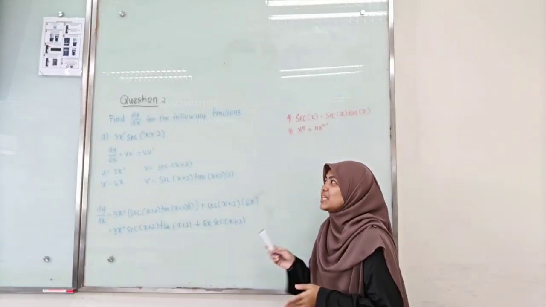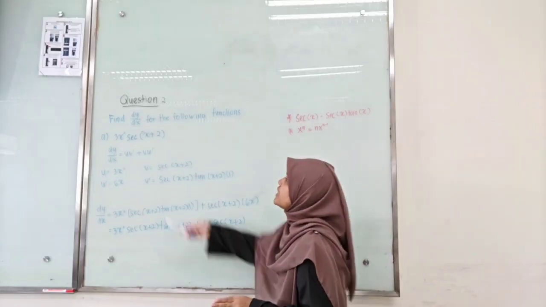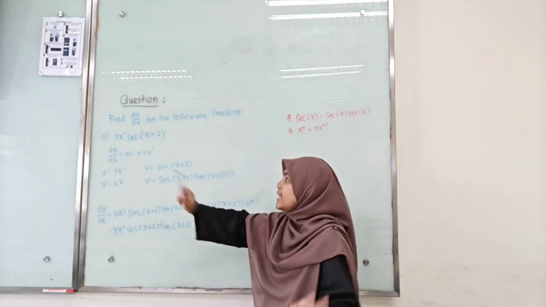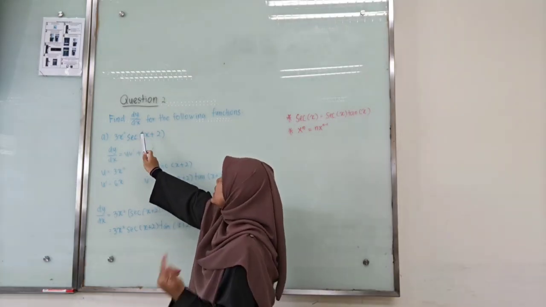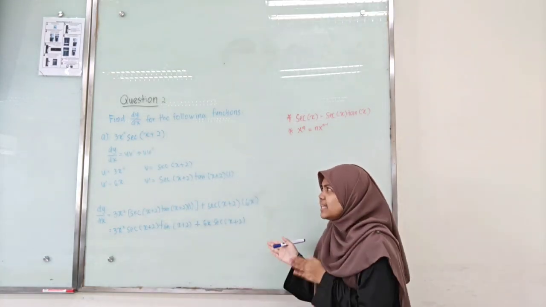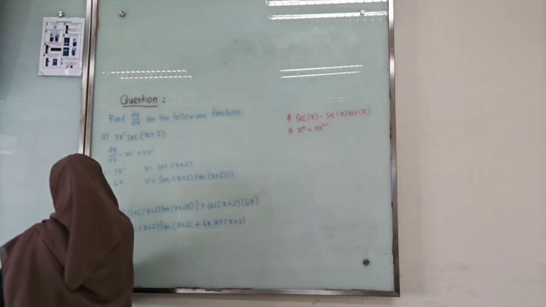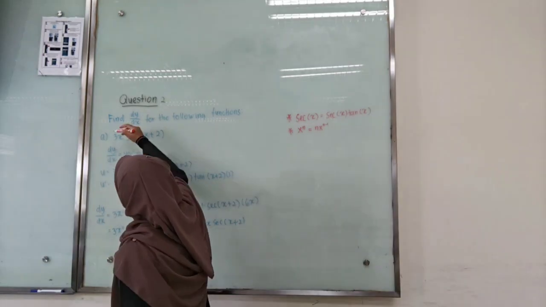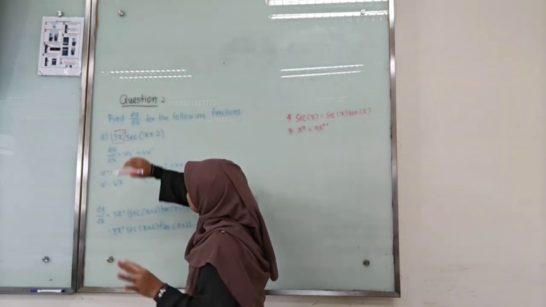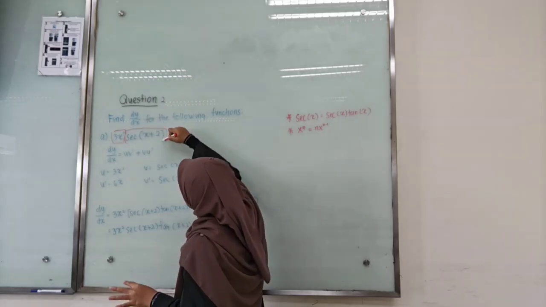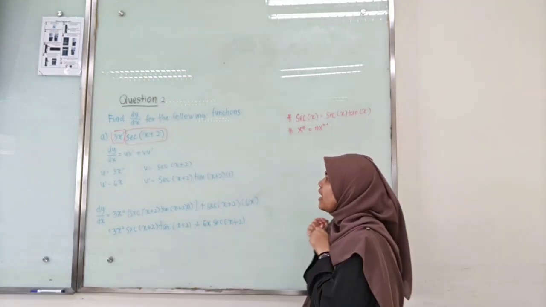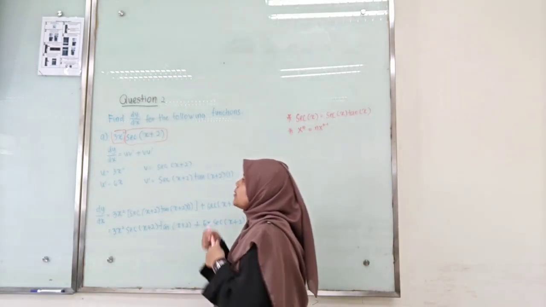Okay, now let's move on to question number 2. Find dy over dx for the following functions. Question A is 3x squared sec(x plus 2). When we see this question, we know that it has two parts. Part number 1 is 3x squared and part number 2 is sec(x plus 2). So when we have two parts, we can use the product rule.